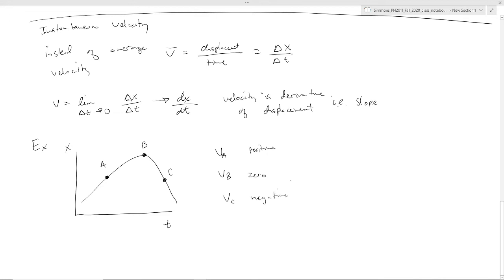X is getting smaller. And you can also see that this is not symmetrical. At C, it's a little bit steeper than at A. So in other words, the magnitude is larger than A. So what does that mean? It's faster. Okay.